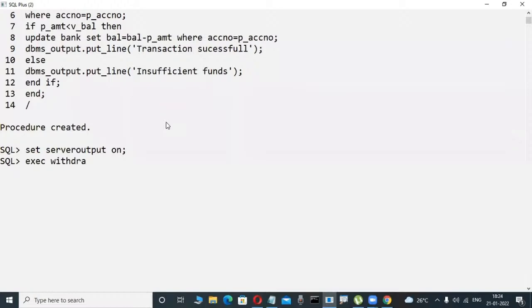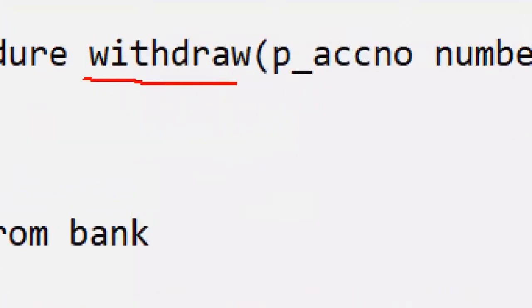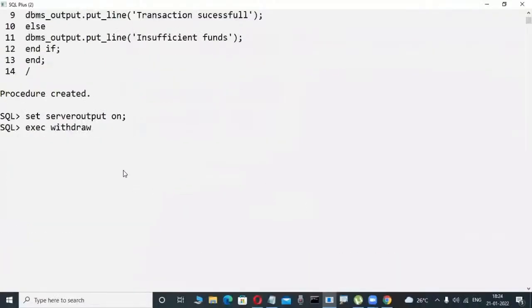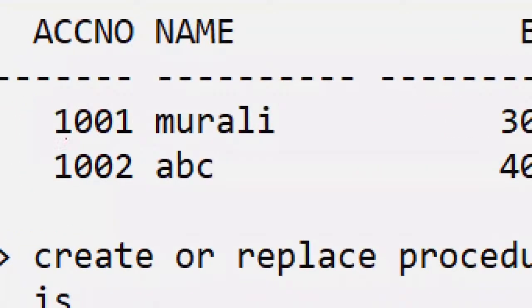You may not have an idea about all these things. Just observe here: withdraw is the name of my program, that's all. Here I'm passing my account number 1001, comma, and I try to withdraw 9,000 rupees, for example. Observe the account number in this table, slowly observe it here.